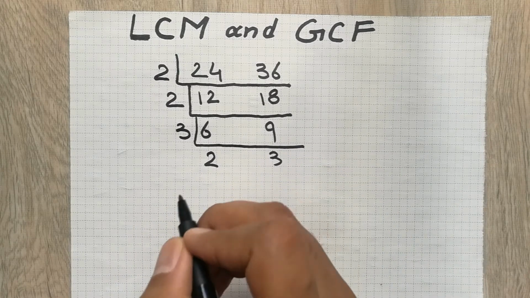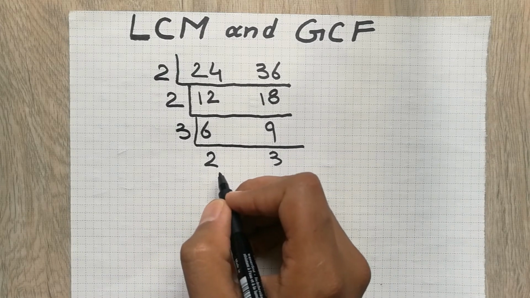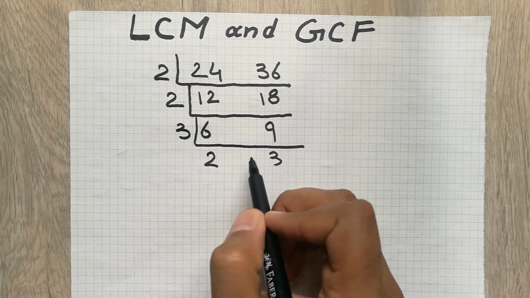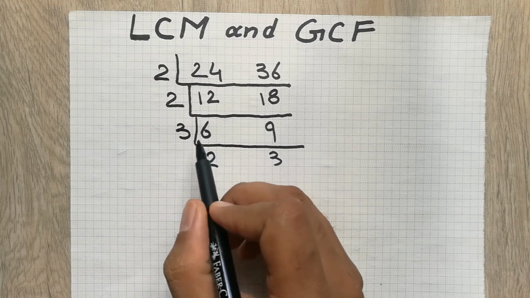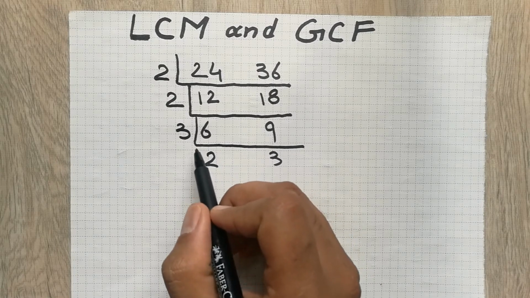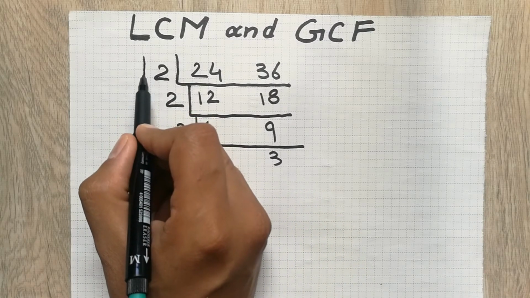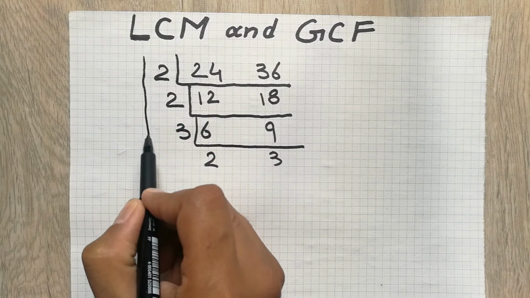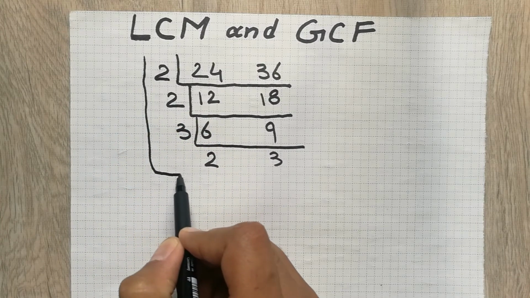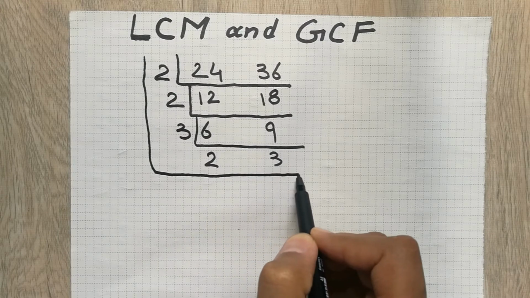Okay guys, so now we have all the prime numbers. Now we are finished. So to find the LCM we make an L. I will tell you how to make the L again. Okay, so this is the L.